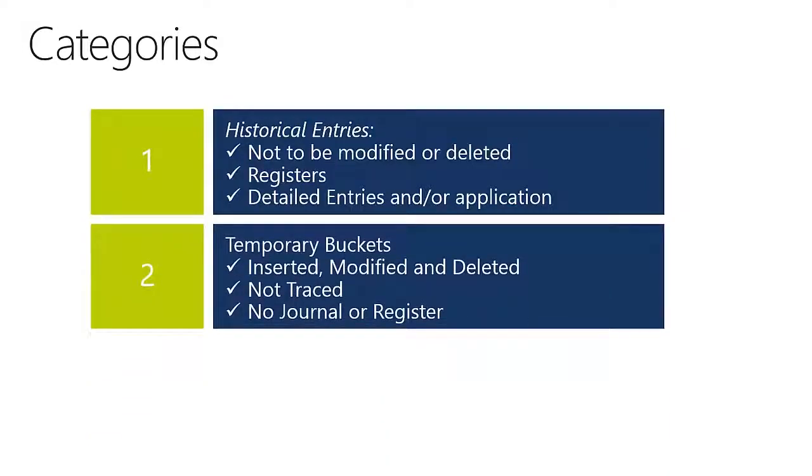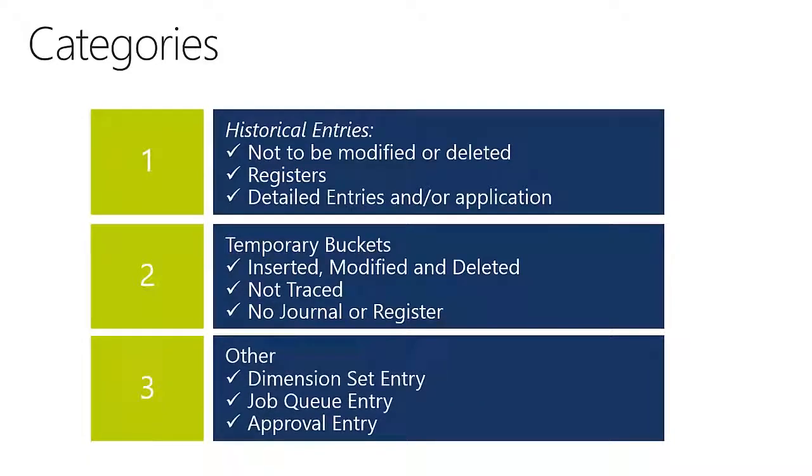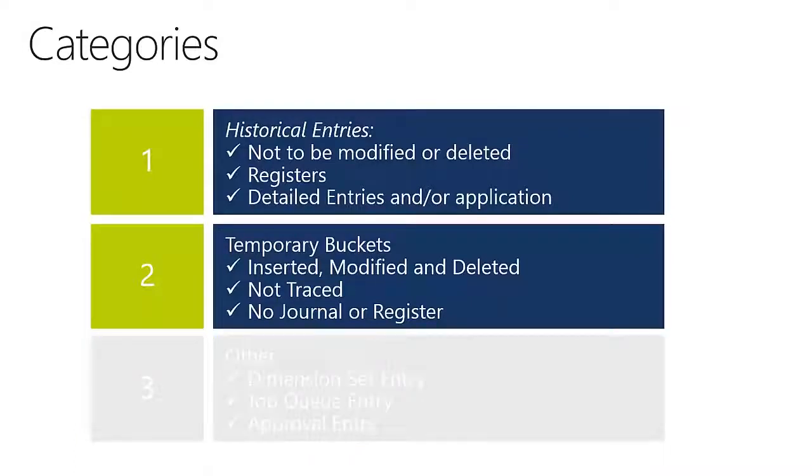The second category are temporary data buckets that are more or less free to be inserted, modified and deleted. There's no trace of deleted and modified data, and the entries are created without a journal or register. The last category are tables that are called entry but are not real entry tables according to the pattern. We will ignore those for this video.